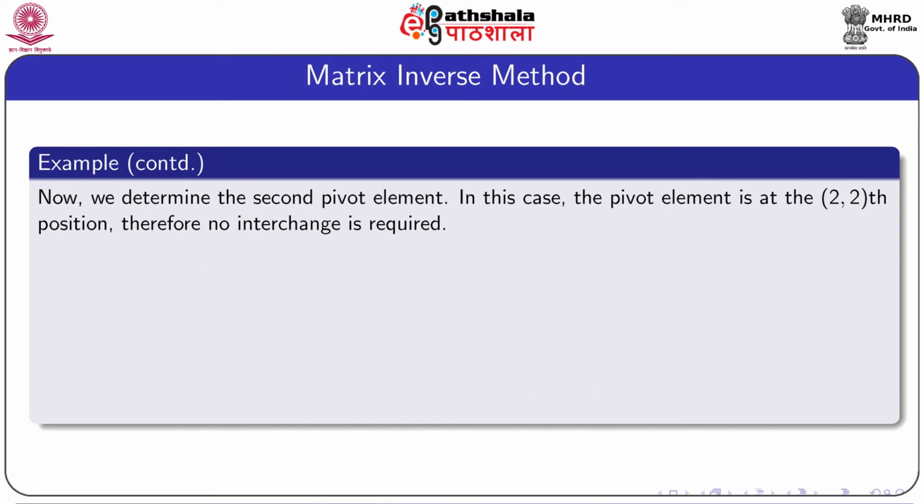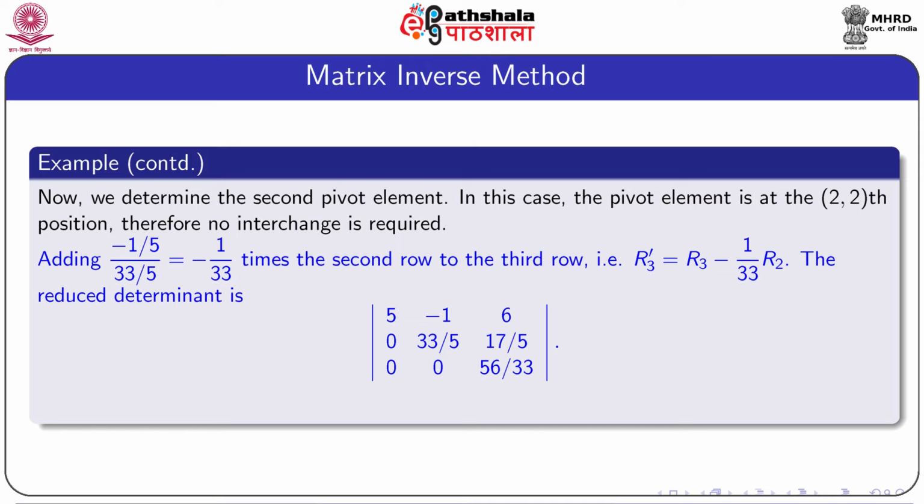Now, we determine the second pivot element. In this case, the pivot element is at the proper position, therefore, no interchange is required. Now, we apply the elementary row operation R3 prime equals R3 minus 1 by 33 R2. The reduced determinant becomes 5, 0, 0; minus 1, 33 by 5, 0; and the third column is 6, 17 by 5, 56 by 33.